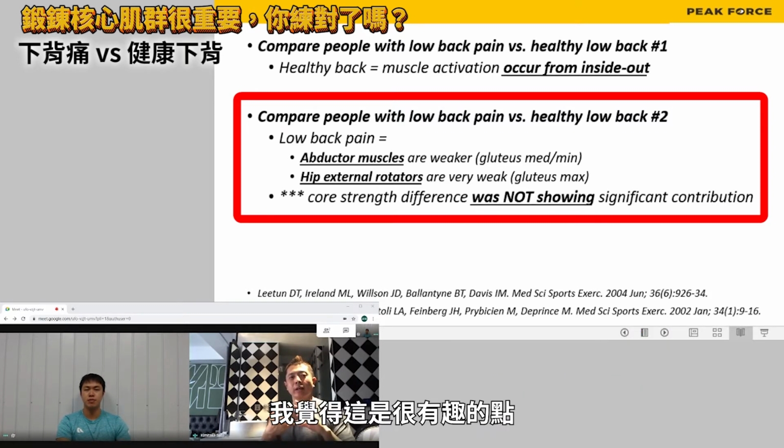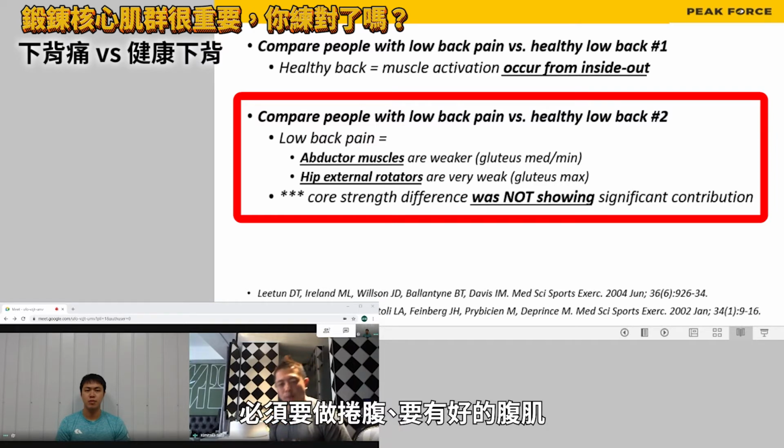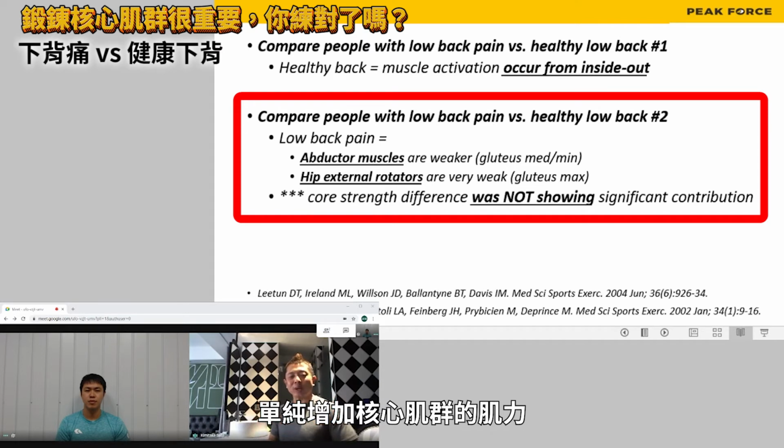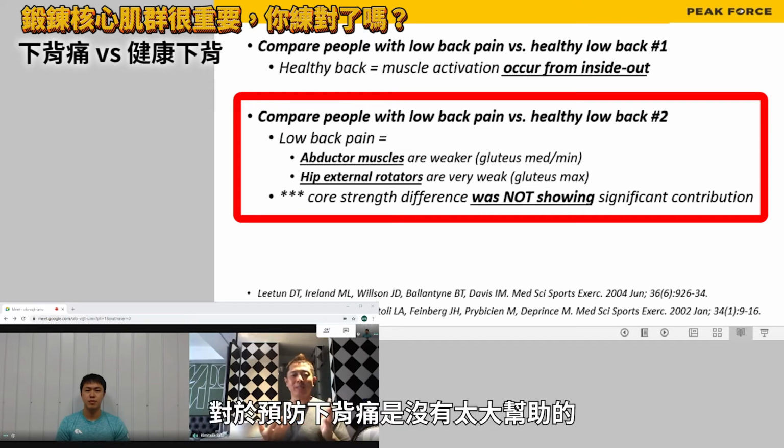So I think that this is a very interesting point. Let's say this can be athletes or the general population, people who have low back pain. Usually they're told that, oh, you have to strengthen the muscle. Okay? You have to do crunches. You have to have a good abdominal muscle. Based on this kind of research, it's shown that there's no relationship. Okay? So just strengthening the core muscle doesn't mean much to prevent low back pain.